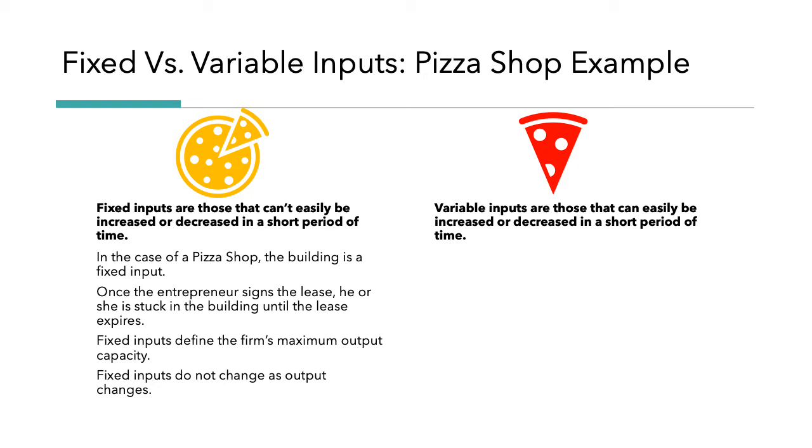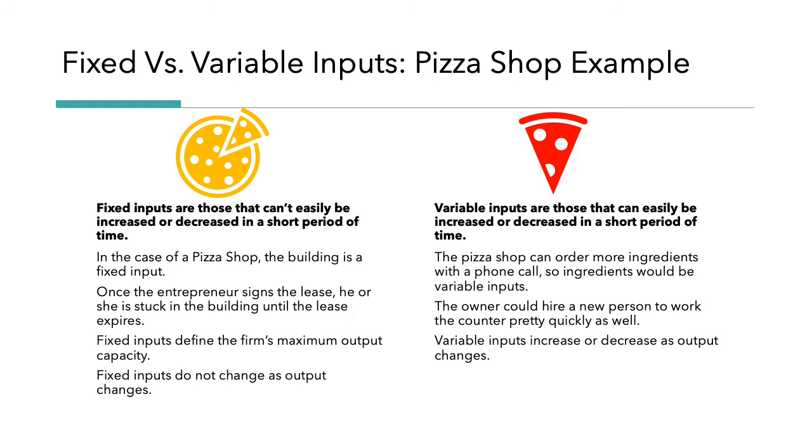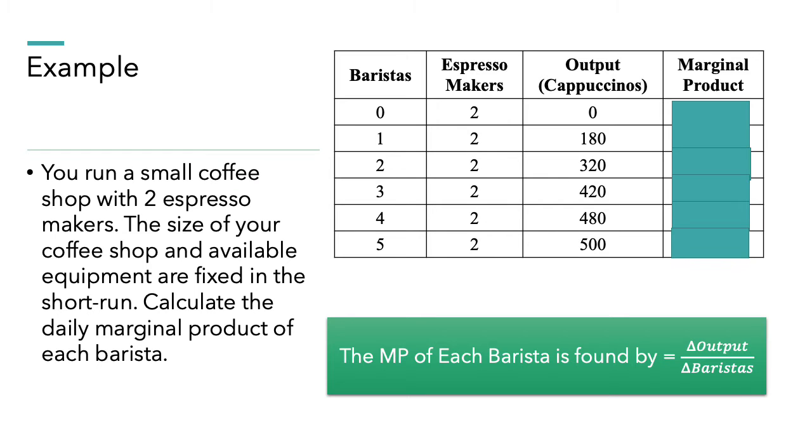Variable inputs are those that can be easily increased or decreased. So again, back to our pizza shop, you can order more ingredients with a phone call, so ingredients would be variable inputs. The owner can hire a new person to work the counter pretty quickly. Variable inputs increase or decrease as output changes.